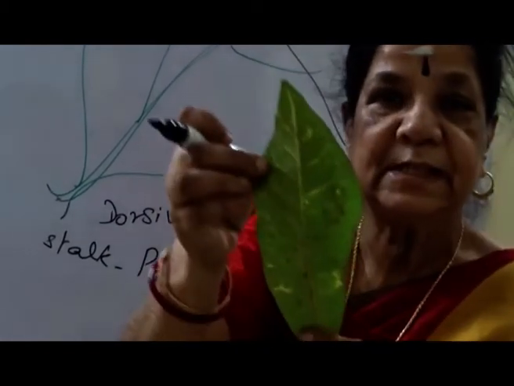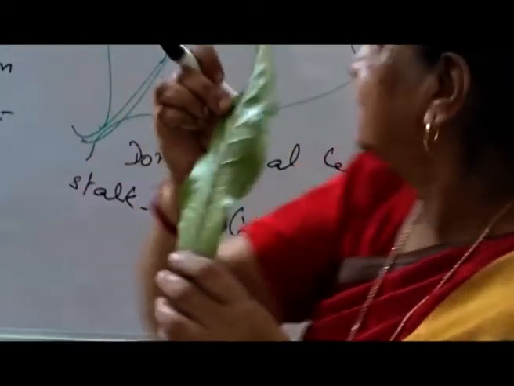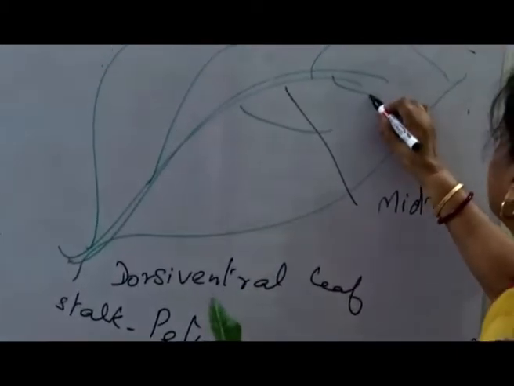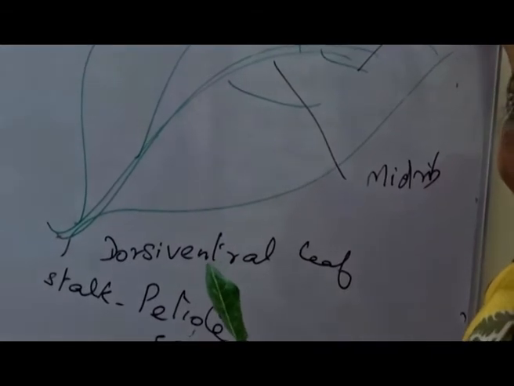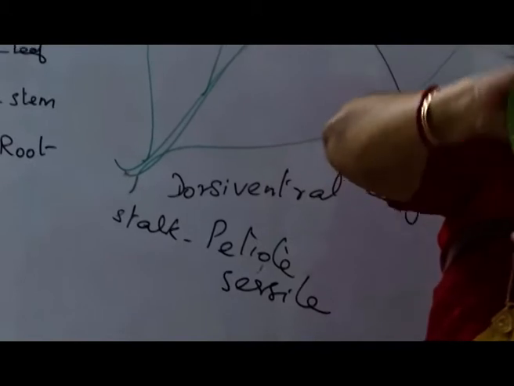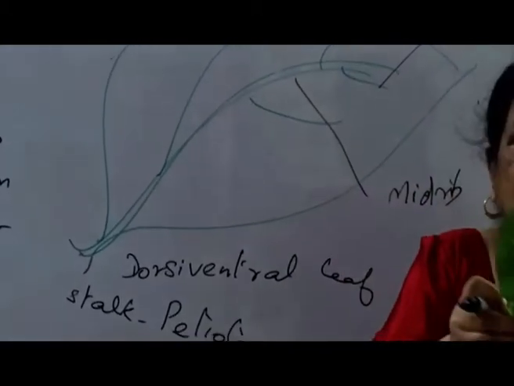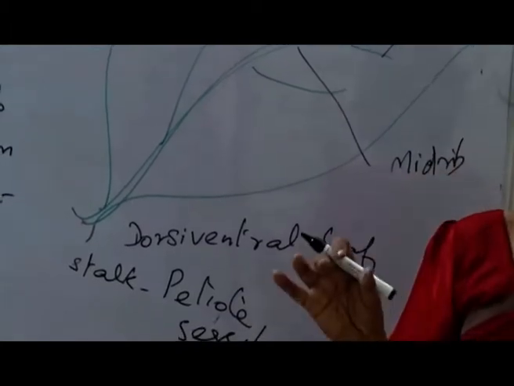On the ventral side, the lateral veins are seen clearly. These are the lateral veins. Then the margin of the leaf. See here, this is the margin of the leaf. This margin of the leaf is the leaf margin.